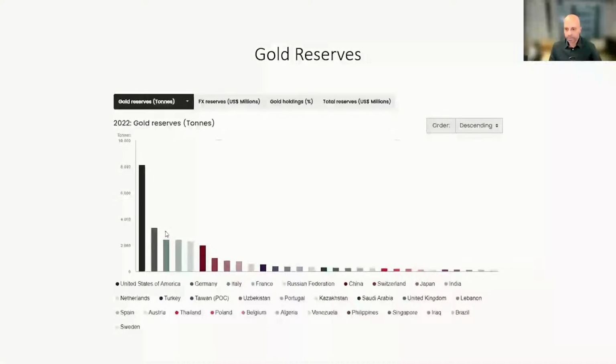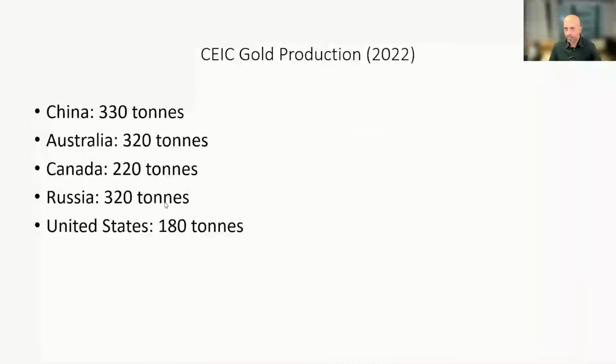Here we just take a quick look at gold reserves. The United States has the largest gold reserves, followed by Germany and Italy. Just a quick overview on gold production for 2022: China, Australia, and Russia are the leading producers of gold, followed by Canada and the United States. This is important because sanctions were imposed on Russia with regards to natural gas, oil, and other commodities, including gold. All these sanctions have caused the price of commodities to spike, at least in the first half of 2022 in general.